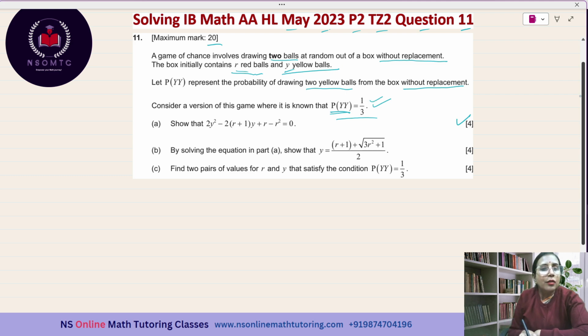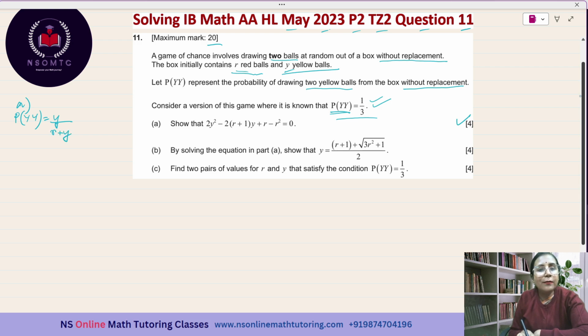Okay, so let us start our answer from this point. P(YY) is equal to, first of all, we are drawing the first yellow ball from the box. So how many yellow balls are there? Y number of yellow balls. So the number of favorable outcomes will be Y. And what is the total number of outcomes? That is the total number of balls present in the box. It is R plus Y.